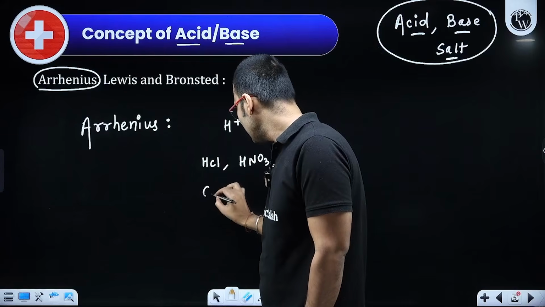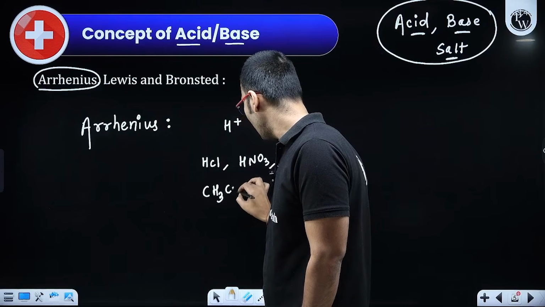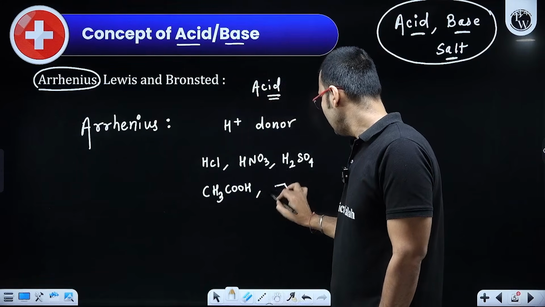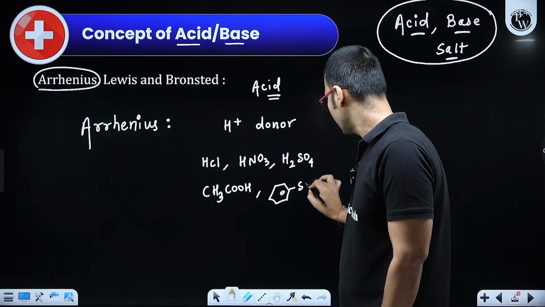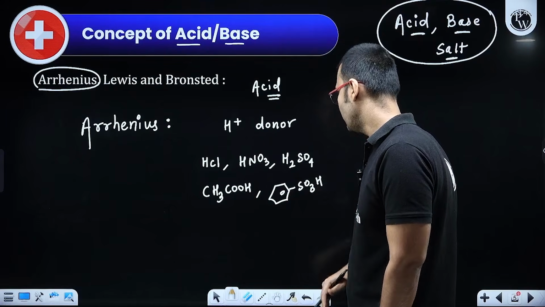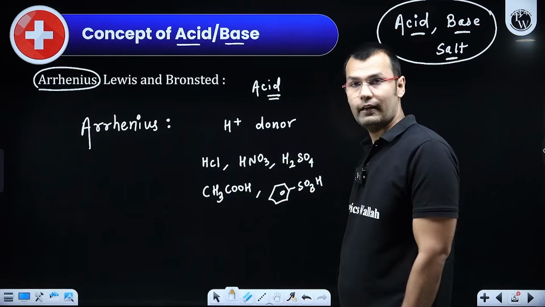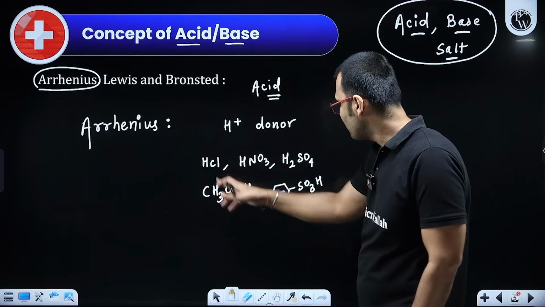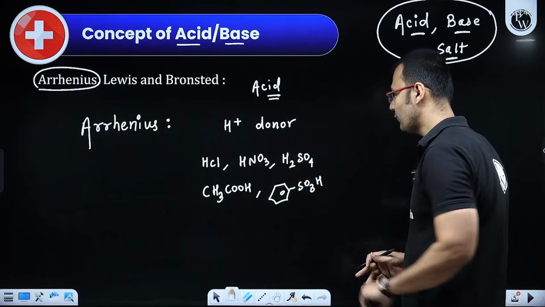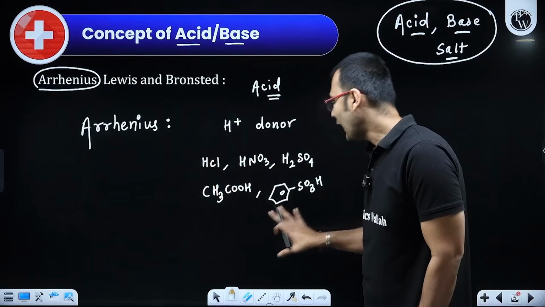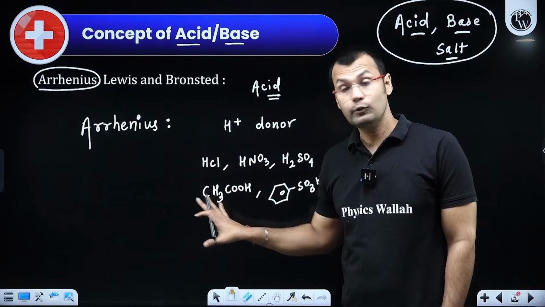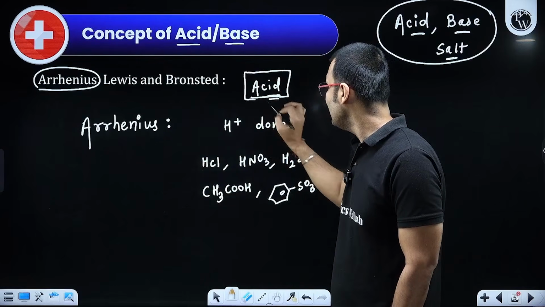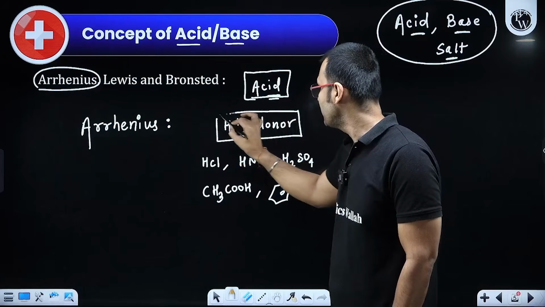You take CH3COOH, we can take organic acids also. You can take benzene sulfonic acid. So whether it is inorganic or organic, in both cases we have acids. All these compounds from HCl to benzene sulfonic acid will give H plus ion in the solution. So according to Arrhenius, all of these are Arrhenius acids because they are H plus donors.